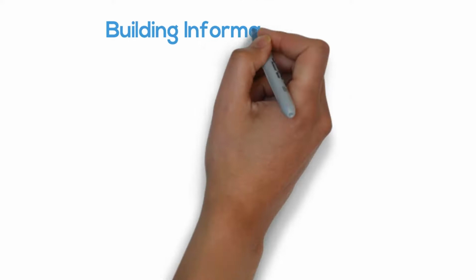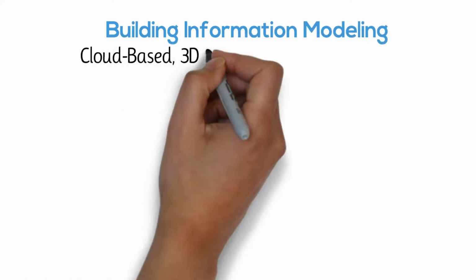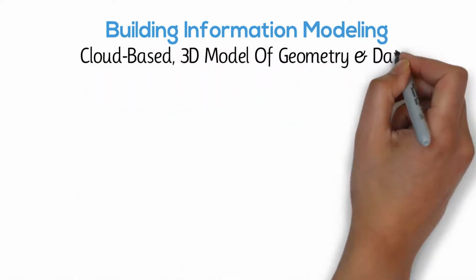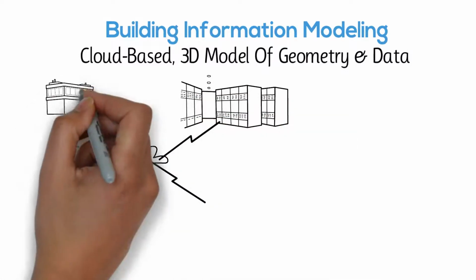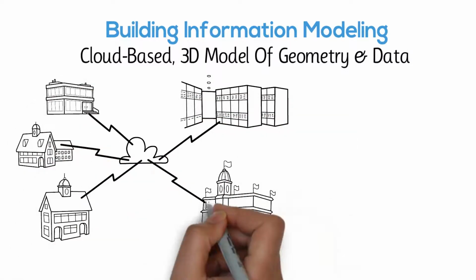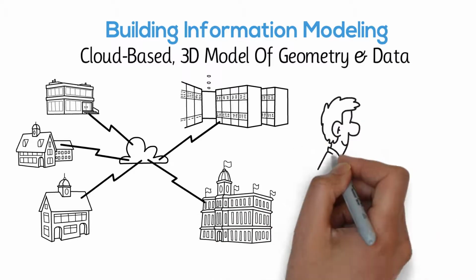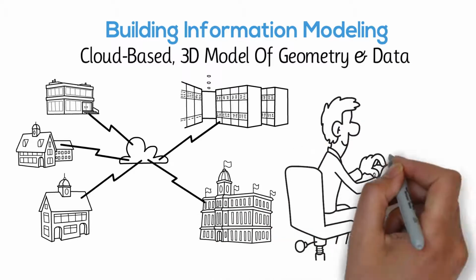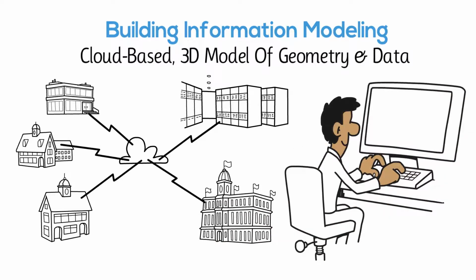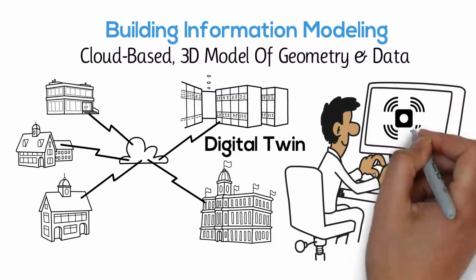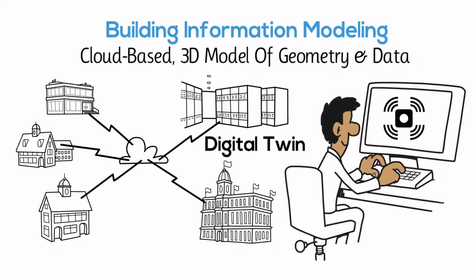Building information modeling is a cloud-based 3D model of geometry and data. It integrates multidisciplinary inputs and costs and material specifications with designs. The data is used to guide design and construction. A digital twin can install sensors in the field to report on performance.